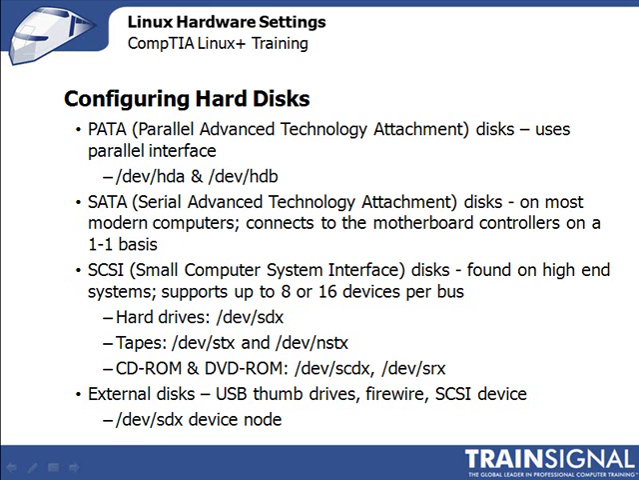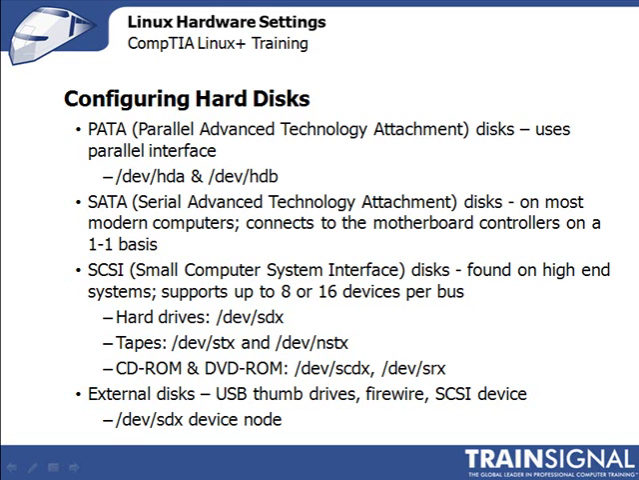Hard drives follow this naming system: /dev/sdX, with X being a letter starting with a. Tape drives are named /dev/stX and /dev/nstX, and X is a number starting from 0. CD and DVD ROMs are named /dev/scdX or /dev/srX. Again, X is a number starting at 0.